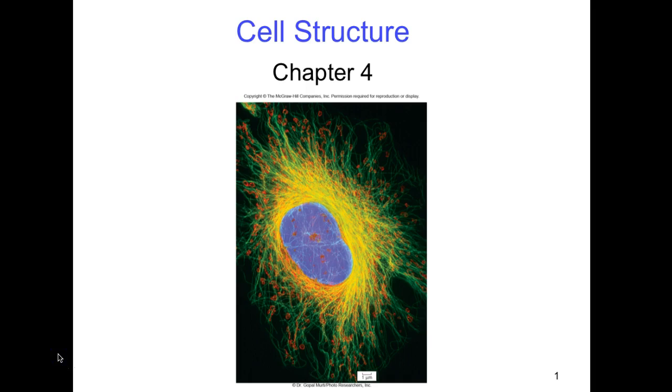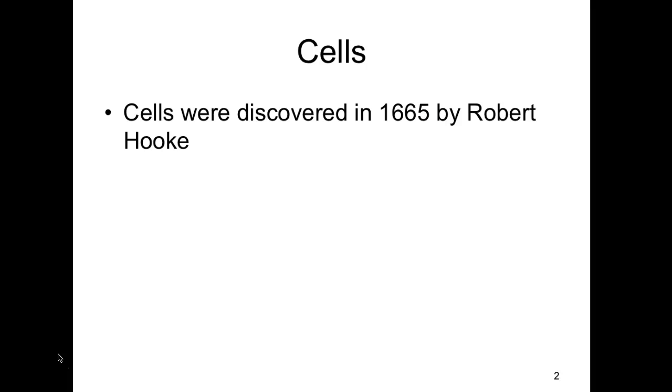All right, cell structure function, chapter 4, AP biology. This is a basic overview of the cell and its component parts and what they do physiologically, whether it's a prokaryotic cell or a eukaryotic cell.